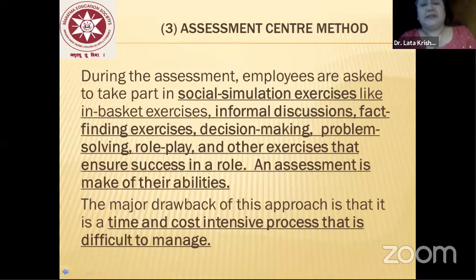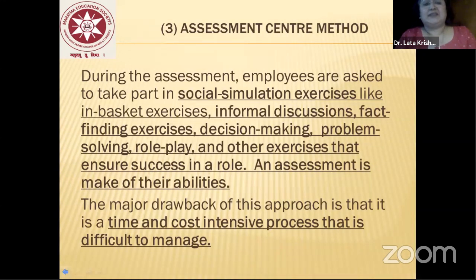In an assessment center method, they're trying to assess whether you have the attitude, aptitude, the bandwidth, the knowledge, the skill for doing a particular task. And to do this, they actually do not have written tests, etc. They do a social simulation. They create a make-believe scenario, an environment. And there are a lot of in-basket exercises.